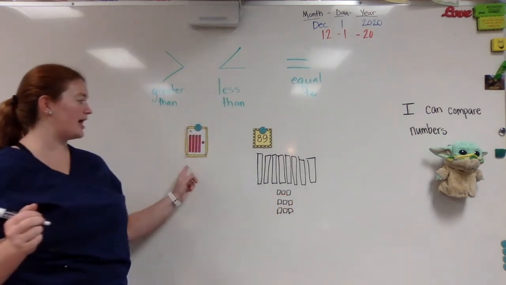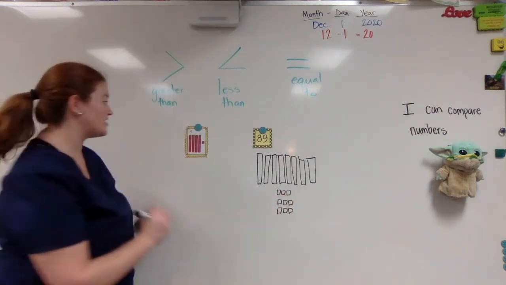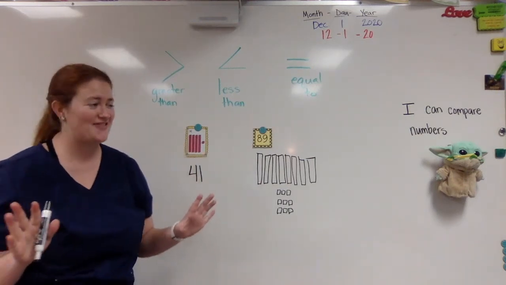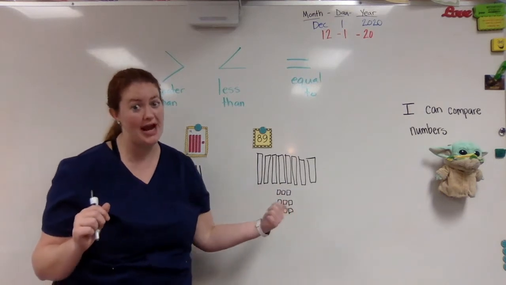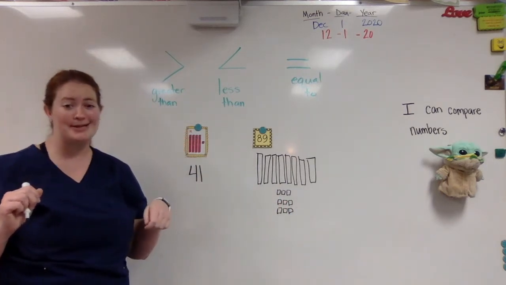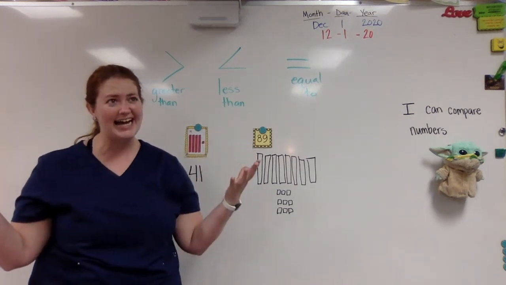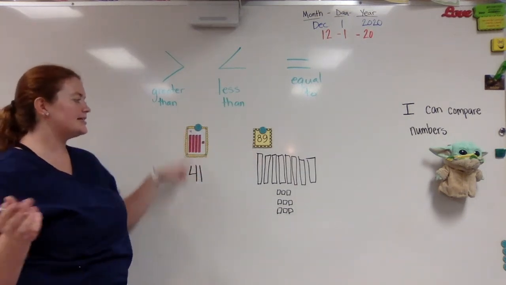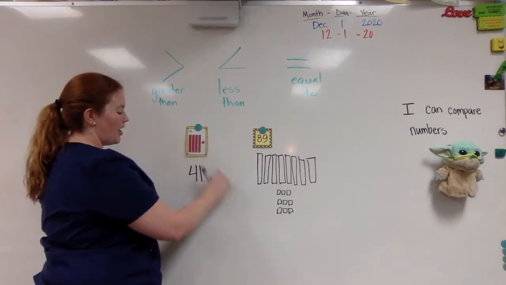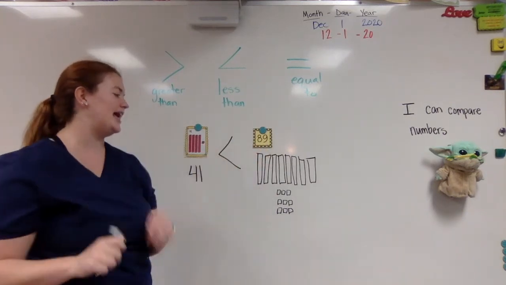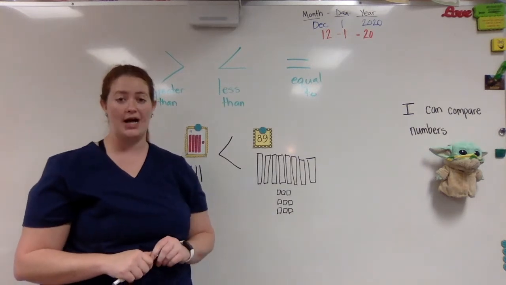Or on this number, I could say, 4 tens, 1 one. That's the number 41. Now, right off the bat, I can see there was way more that I drew over here than what's on this card. And I can also see 41 versus 89. Oh my goodness. This side, the 4 tens and 1 one or 41, is definitely less than 89, the 8 tens and 9 ones.